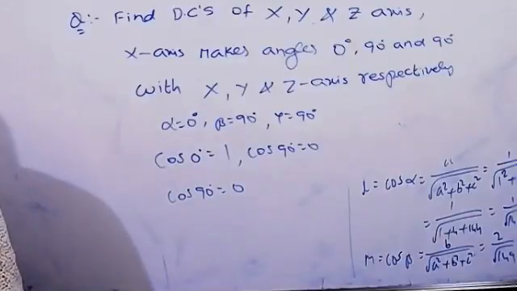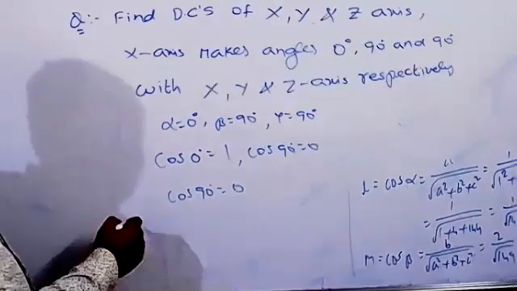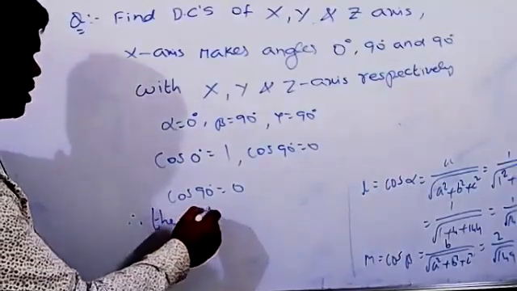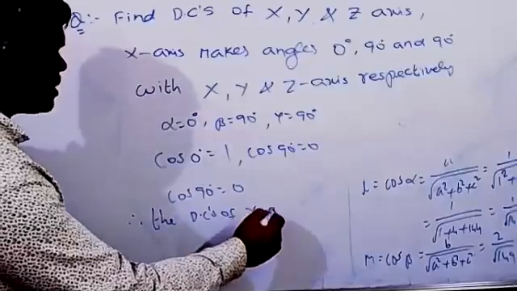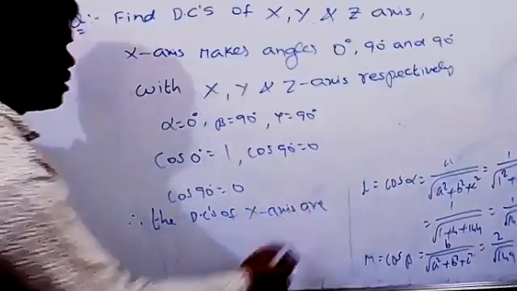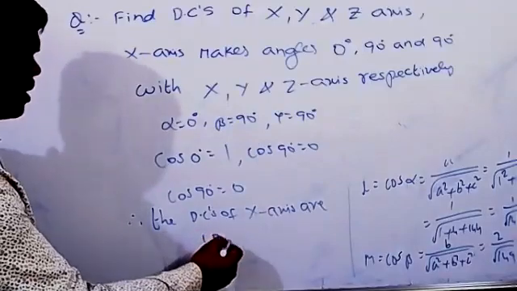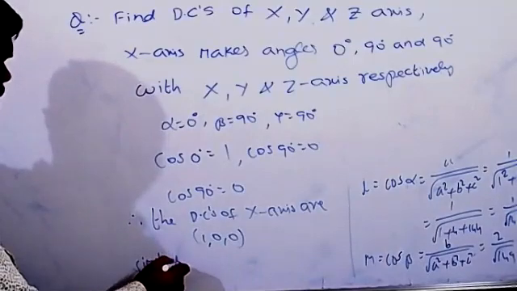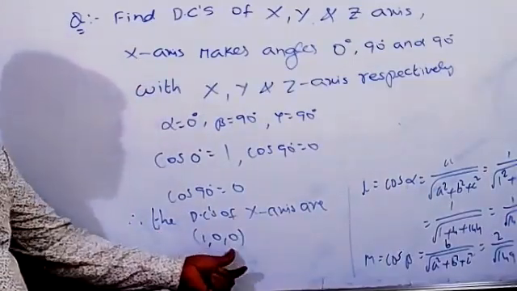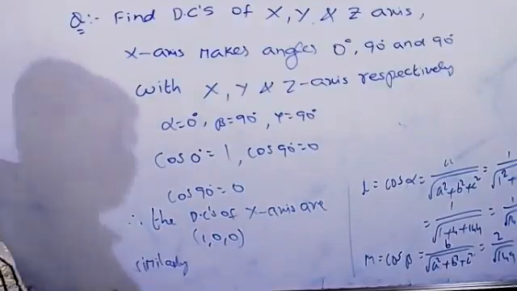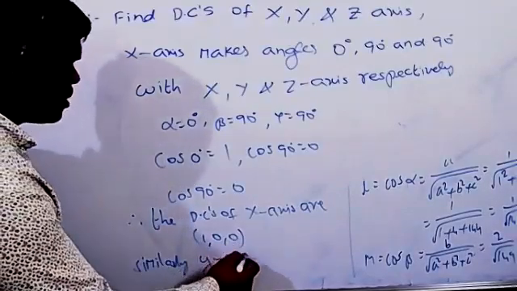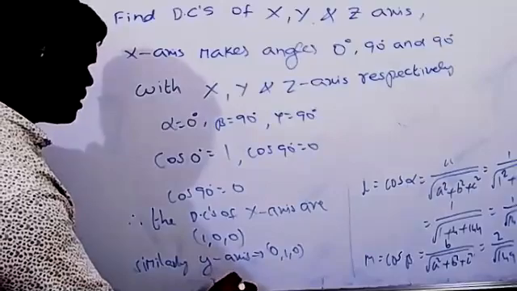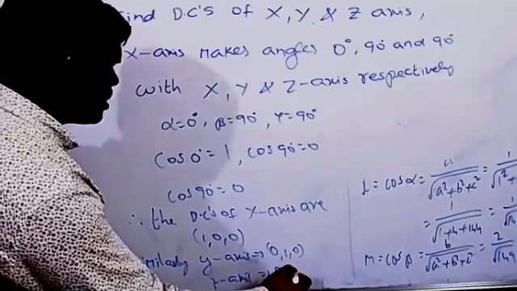So therefore, the direction cosines of x-axis are 1 comma 0 comma 0. Similarly, you can write now, no need to find anything. With the x-axis we got 1, 0, 0. With the y-axis what will we get? Similarly, with the y-axis 0 comma 1 comma 0, and with the z-axis 0 comma 0 comma 1.